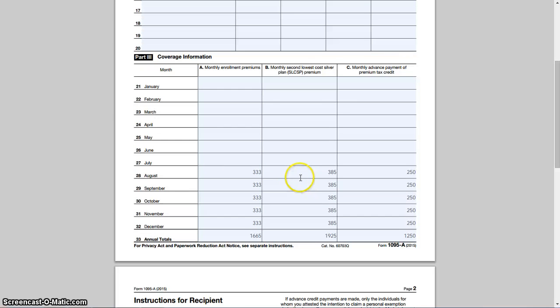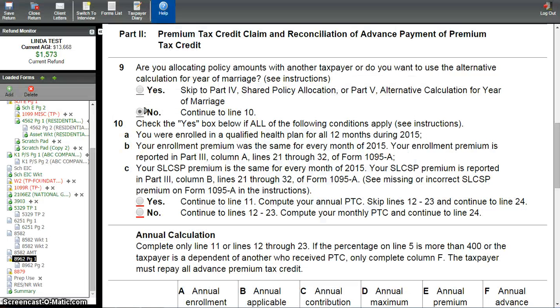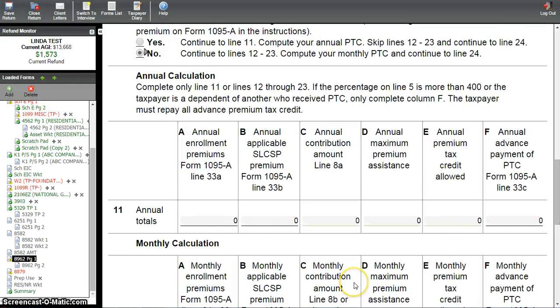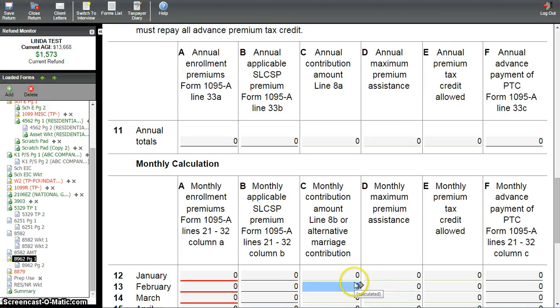Then you will see here that on her 1095A, we have the amounts filled in for her monthly premium, the second lowest cost silver plan in the marketplace, and then her advanced premium tax credit. Because all 12 months are not the same, for this question number 10, our response is going to be no. And you will fill out all of these columns down below.